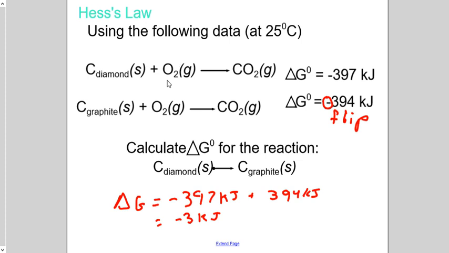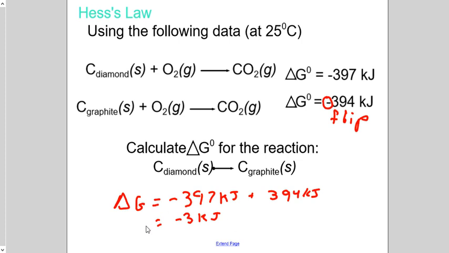O2 is going to cancel out. CO2 will cancel out. So you end up with diamonds going to graphite, forward reaction. As we solve this out, hey look, delta G equals negative 3 kilojoules, which means that diamonds, given enough time, will on their own become graphite.